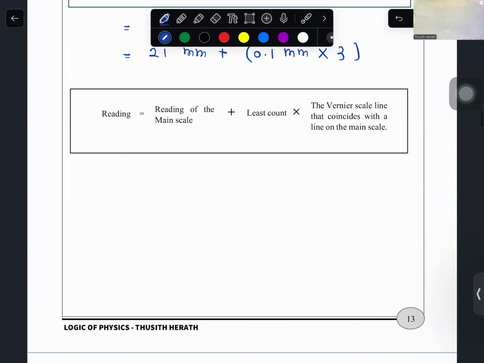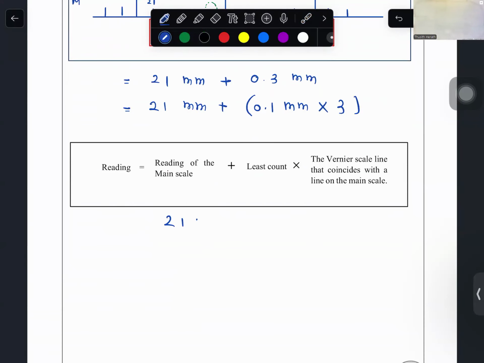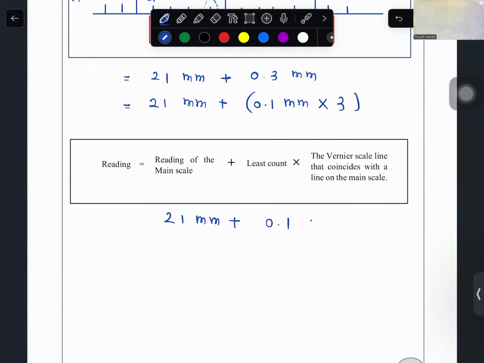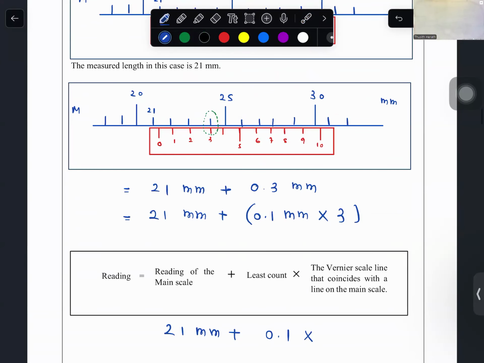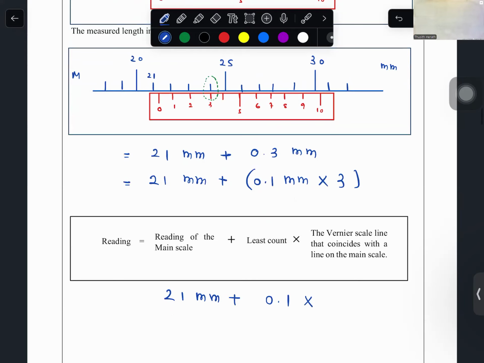I will write it below again. It's 21 millimeters plus the least count of this Vernier caliper, 0.1, into the Vernier scale line that coincides with a line on the main scale. Here we don't want to consider which line of the main scale. It's useless. We only need which Vernier line. It's the third Vernier line. So 0.1 into 3. This should be millimeters. This is the reading.